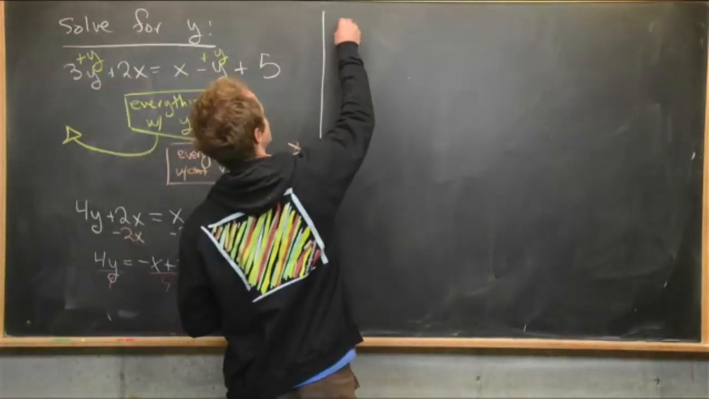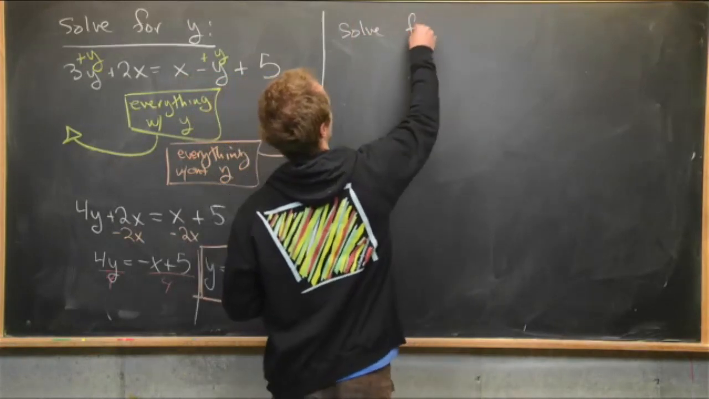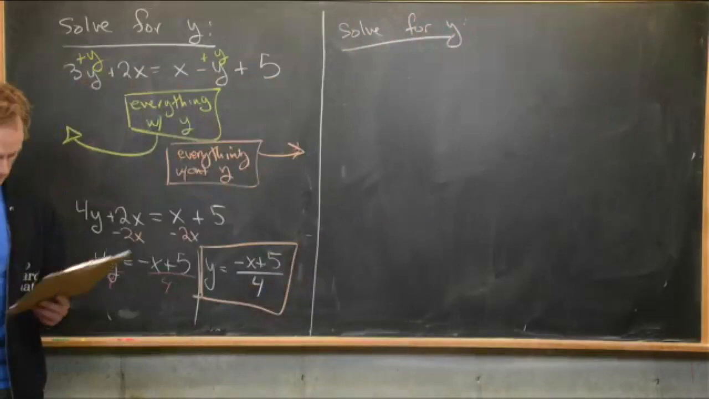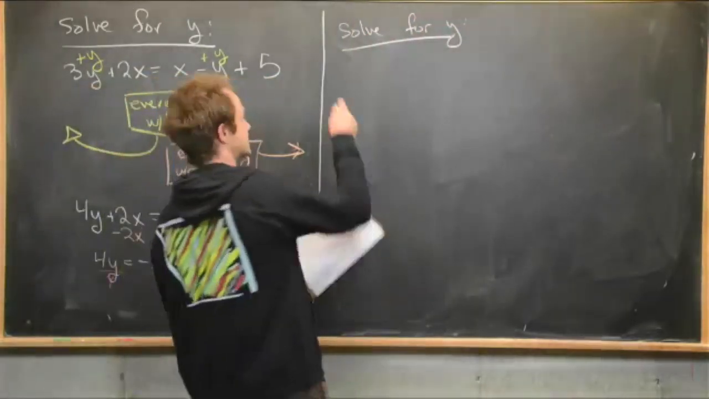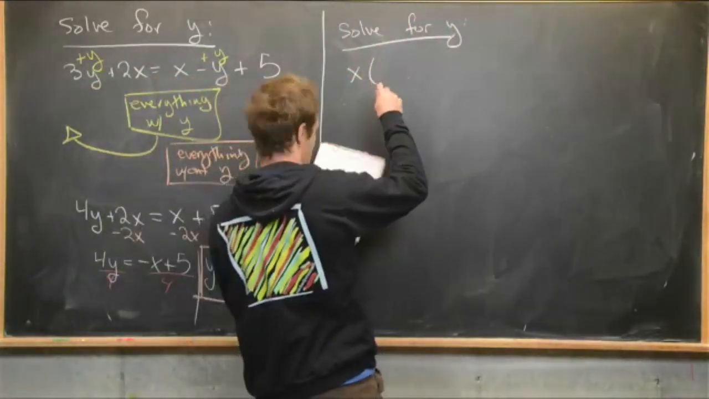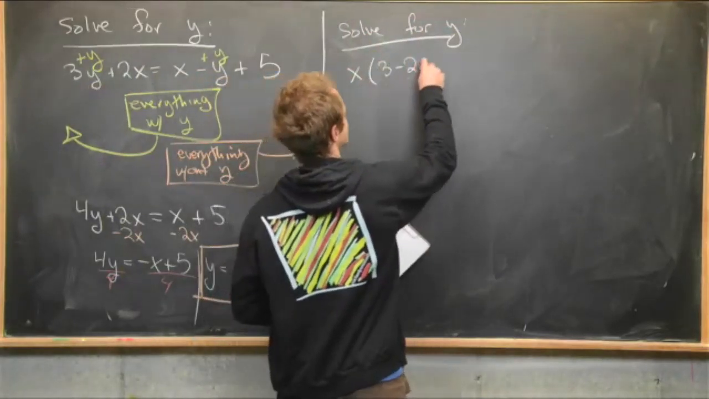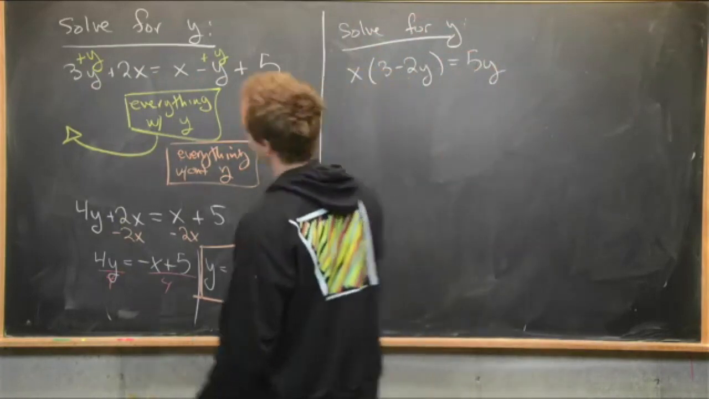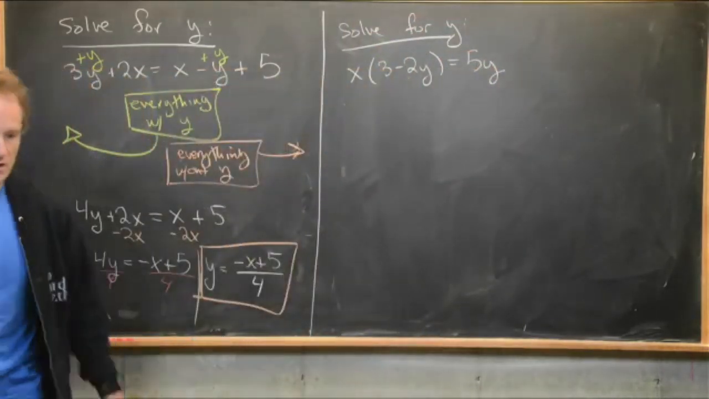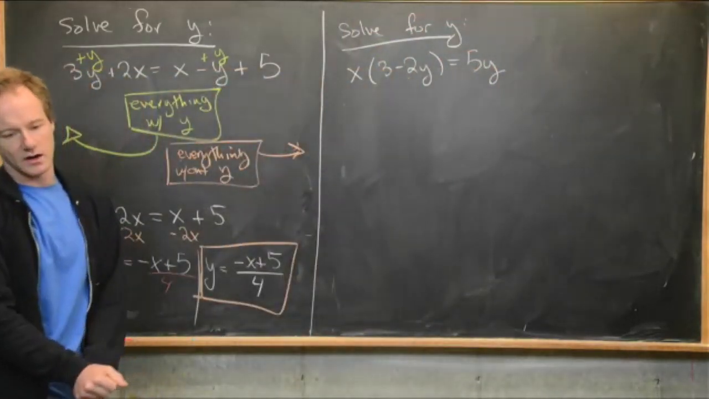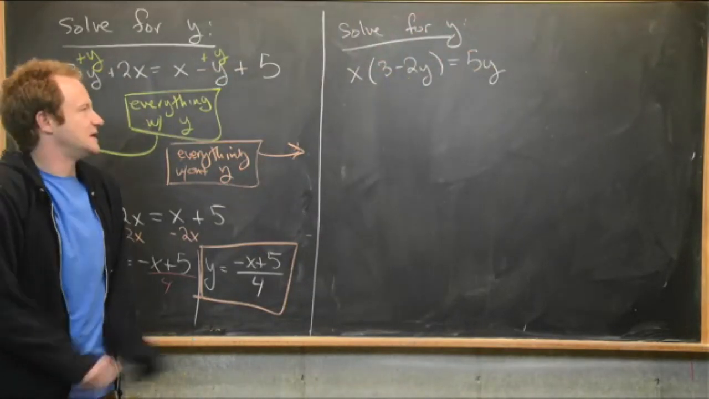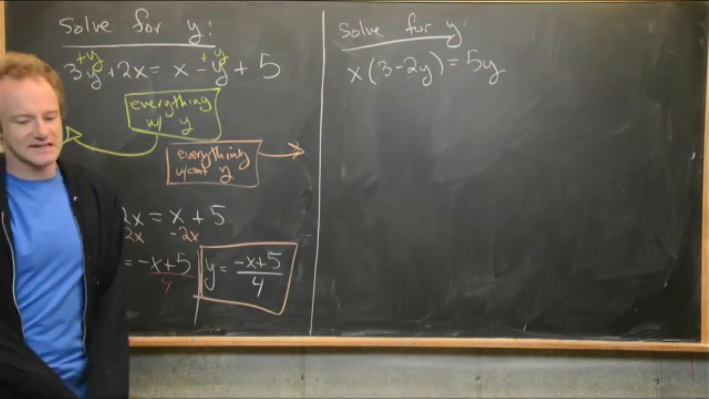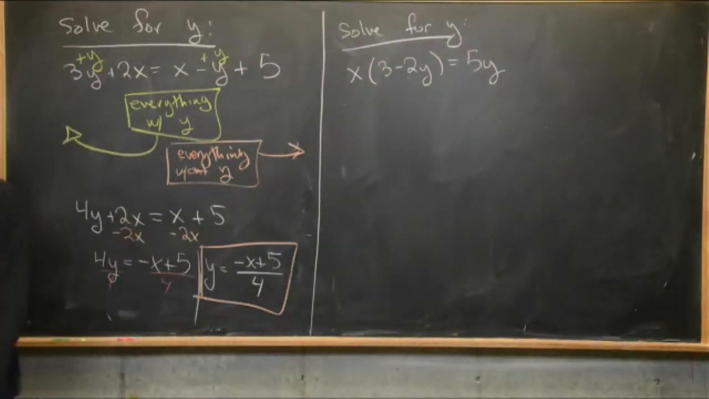So let's say maybe this one is also solve for y. So we'll say x times the quantity 3 minus 2y equals 5y. So there's a little bit more going on here. There's some simplification that needs to be done at the very first step and at the very last step that was not required over here.